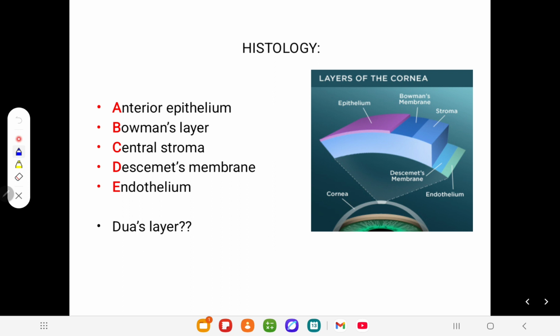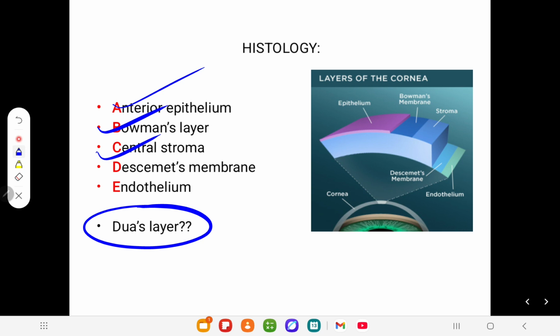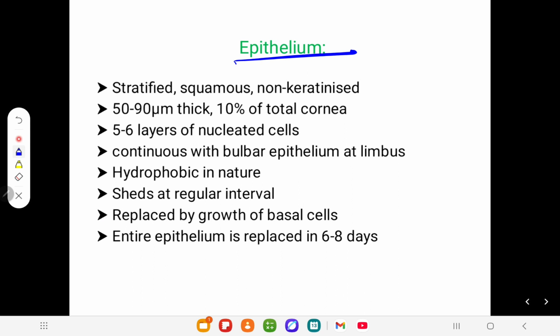So histologically, there are five layers we read. Obviously, Dua's layer is in question, but yes, it's stated somewhere. So the epithelium layer, which is from surface ectoderm, and anything from the surface ectoderm is definitely very active in metabolism. That's why the epithelium is highly active in metabolism, because of its embryological origin. Then Bowman's layer, just remember it's a layer, not a membrane. Then the central stroma, which is the substantia propria, then Descemet's membrane, and the endothelium layer. Okay. Let's move further with this speed.